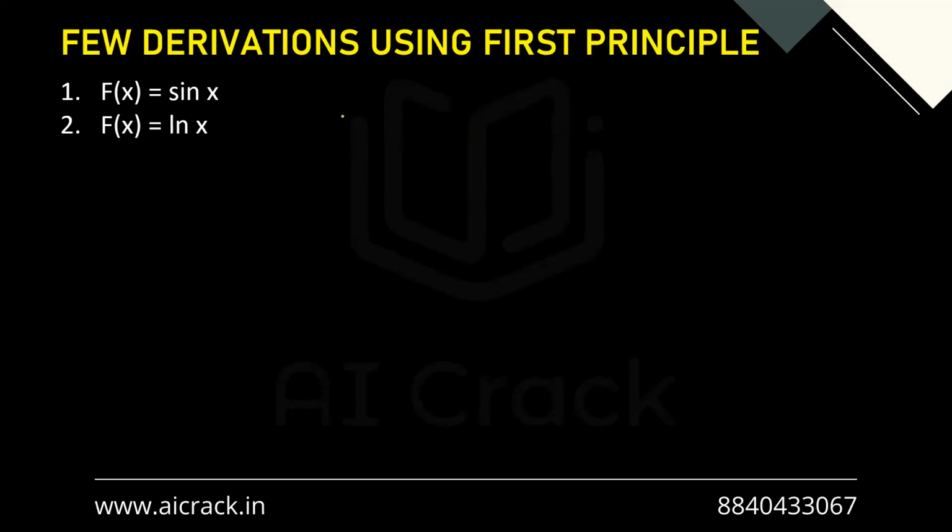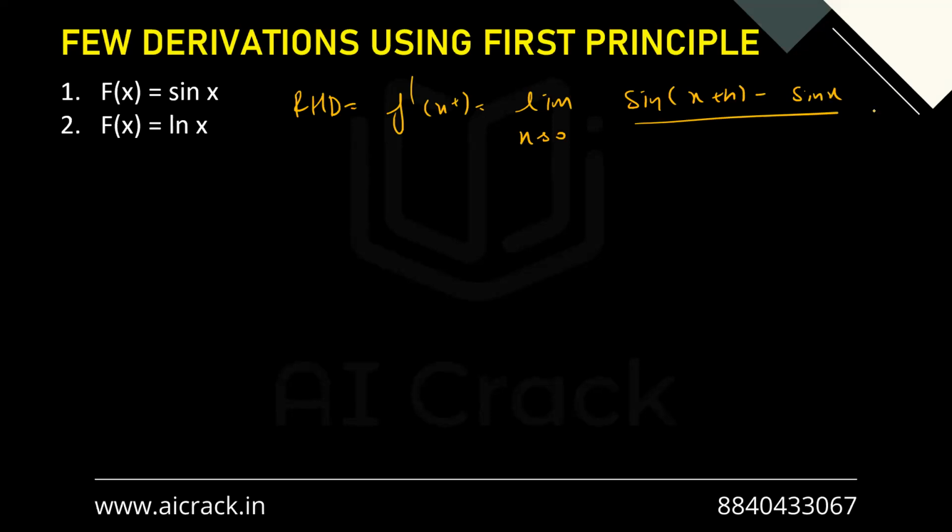Now, if we talk about sin x, we'll be writing derivative first. That would be f dash x plus equals to limit h approaches 0 sine of x plus h minus sin x divided by h, right? Now, this is sin c minus sin d. What is sin c minus sin d? Sin c minus sin d is 2 cos of c plus d by 2 dot sin of c minus d by 2, right? So let's write that. So we have limit h approaches 0, 2 cos of c plus d by 2, that would be x plus h by 2, dot sine of c minus d by 2, that would be h by 2, right?